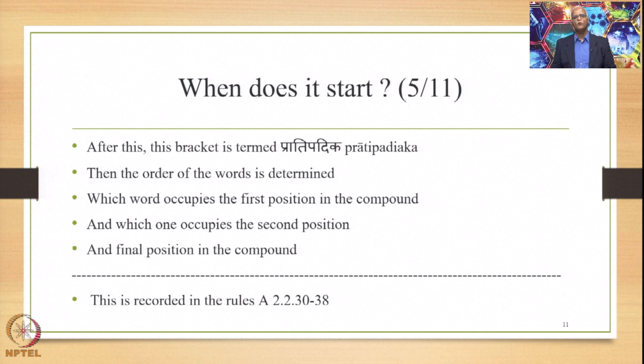Now, there is one more important feature of this alaukika vigraha. This bracket is termed as pratipadika, because this bracket itself is first termed as samasa, and therefore then it is immediately termed as pratipadika. Once this is done, then the order of the words in the finally derived output is determined. Which pada will occupy which position? The first position or the second position or the last position is what is determined in this particular stage.